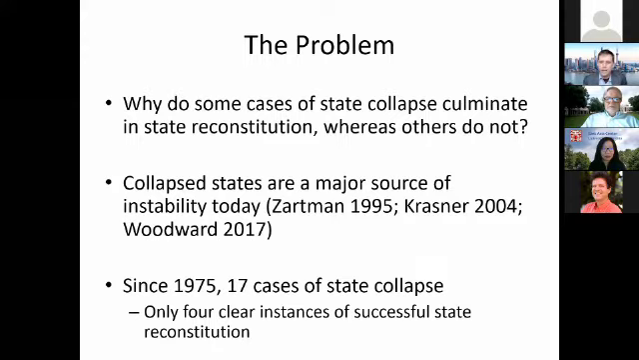And in fact, since 1975, I tallied up all the cases of state collapse, and it seems that there are at least 17 clear cases of state collapse. Of those, only four have clearly resulted in successful state reconstitution. In the other cases, either the states remain collapsed, or there's been some sort of partial rebuilding of the state, but we cannot say with confidence that the state has truly been reconstituted.